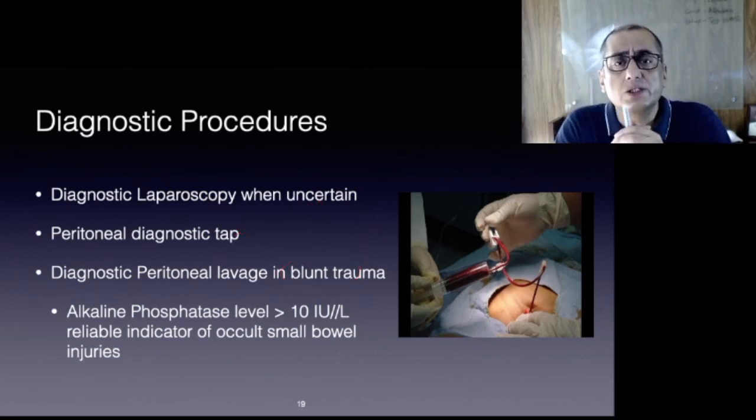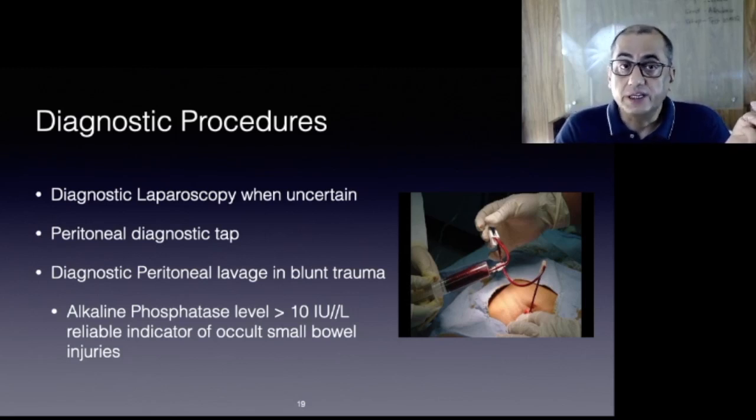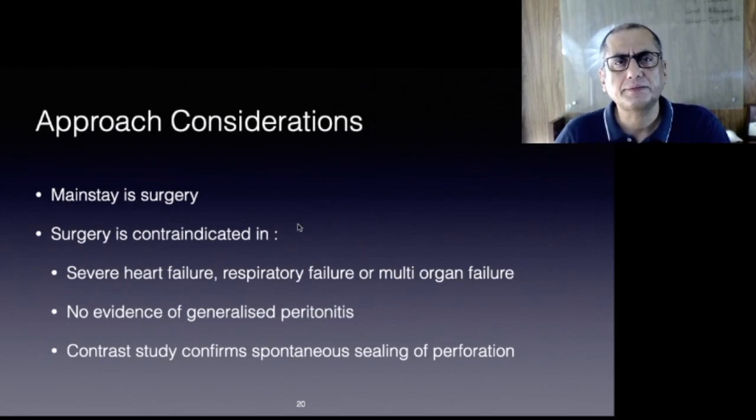Alkaline phosphatase concentration in the peritoneal lavage is a helpful and sensitive test that may be used to detect occult blunt intestinal injuries. A concentration greater than 10 international units per liter has been shown to be a sensitive and reliable test in the detection of occult small bowel injuries.